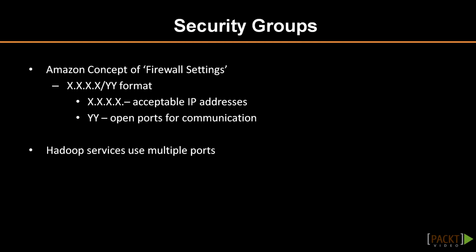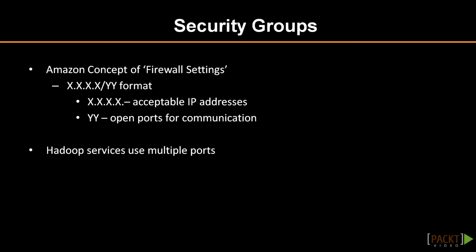The second goal for this video is around security groups. Security groups implement the concept of Amazon firewall settings. For your instances, you're going to define a security group. You can assign that instance to a security group and it will define the firewall settings, allowing IP addresses that can connect to the instances and through what ports. The format is in the form of IP address/number, and the X's represent the IP addresses that are the acceptable IP addresses in the security group, as well as the Y's that signify the open ports for communication.